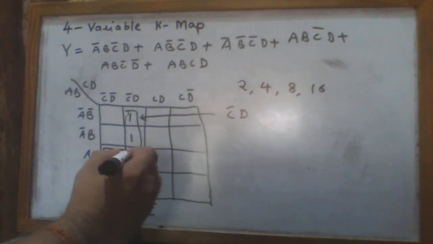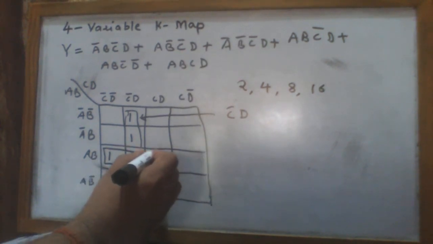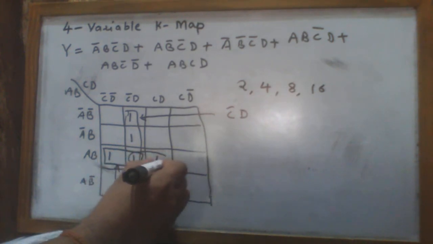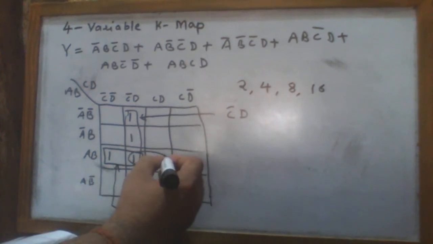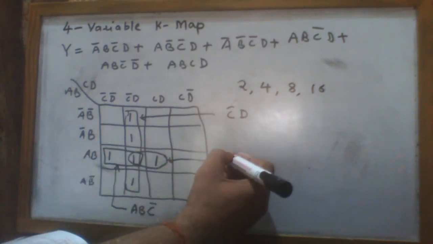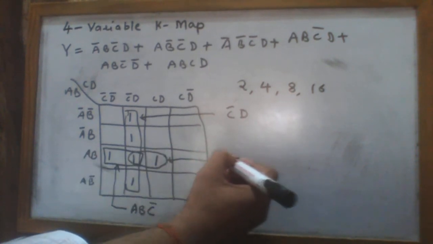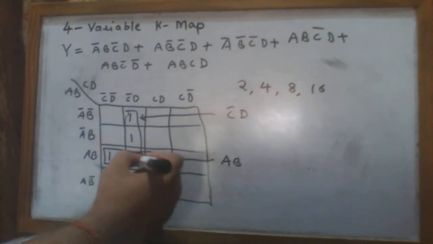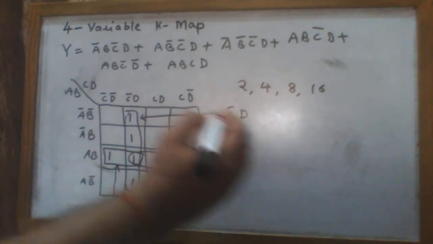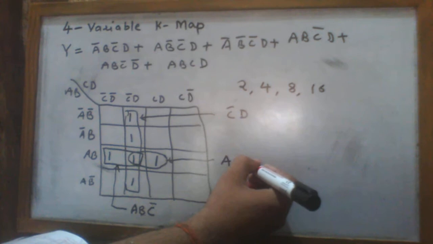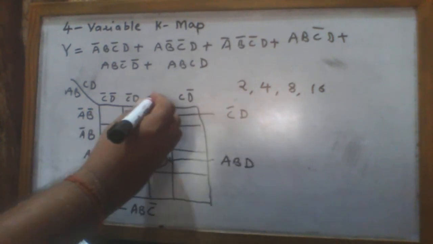Then one more group is possible of these 2 1s. And I will write the equation for these 2 1s. AB is common for both of these 2 1, AB, and for both of these 2 1, D is common. I will write here D. Here it is C bar, here it is C.